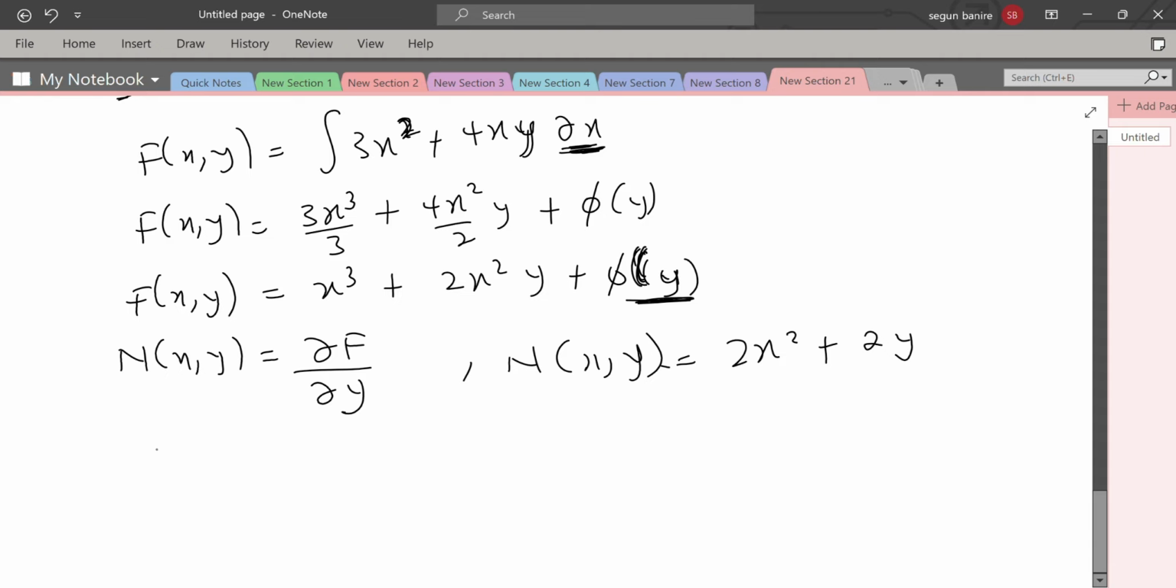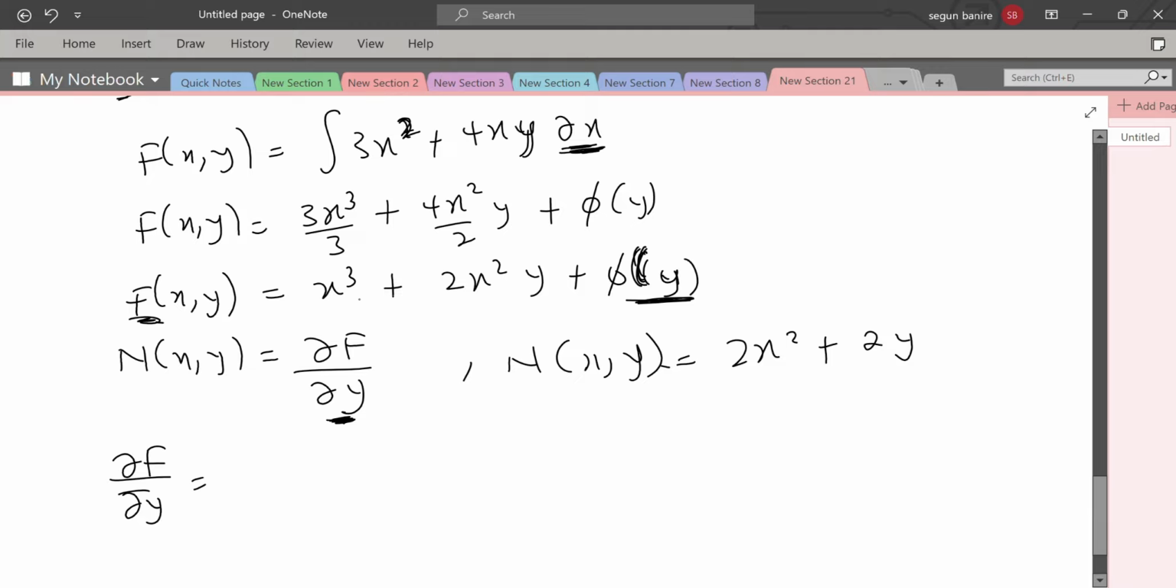So what do we do next? We have f already. We only need to take the partial derivative with respect to y. Once you do that, this will be equal to N. So that is what we are saying. From there, we'll get the missing constant.